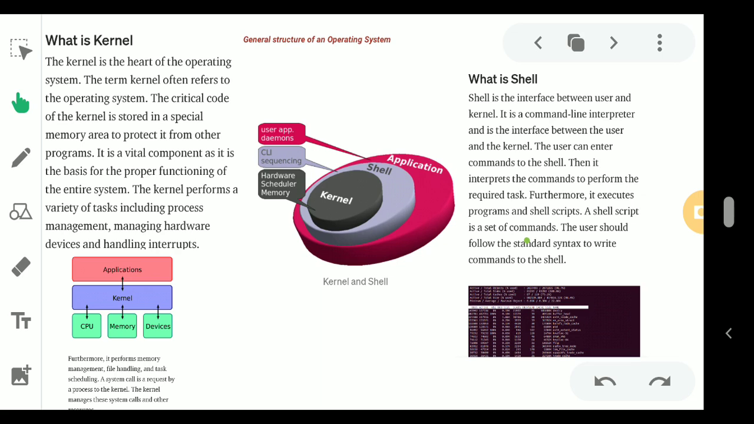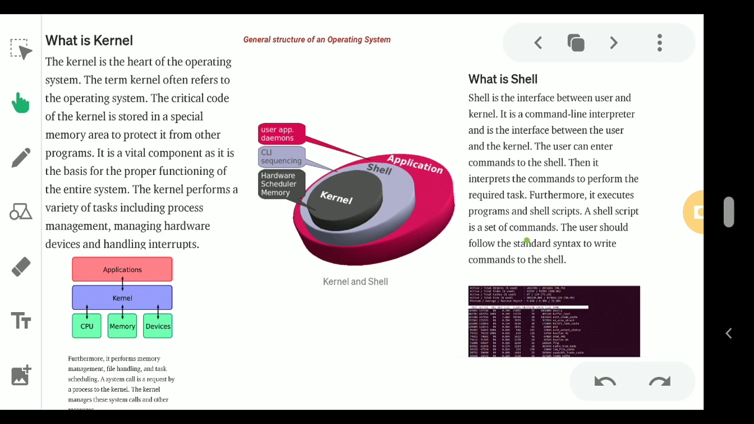The kernel performs a variety of tasks that I have already mentioned: process management, hardware management, handling interrupts, memory management, and file management also. A system call is a request by a process to the kernel. This is what a system call is. A system call is a request from the process to the kernel, and the kernel manages these system calls too.